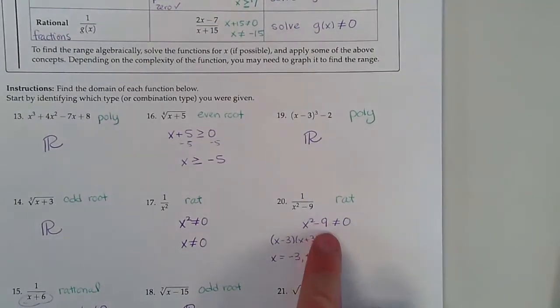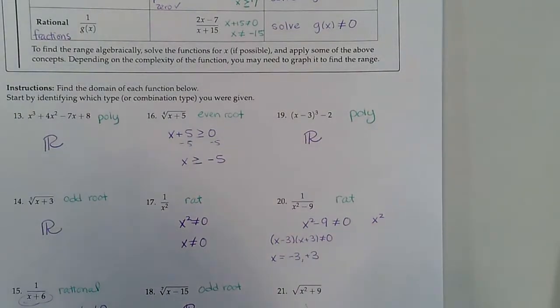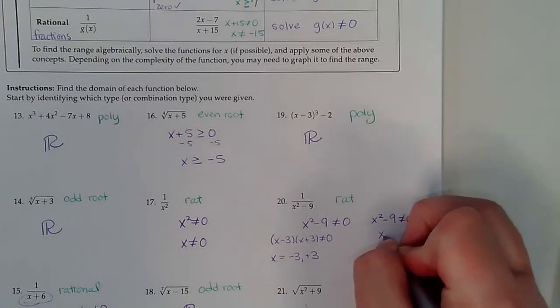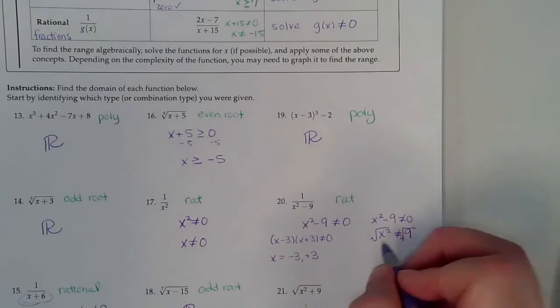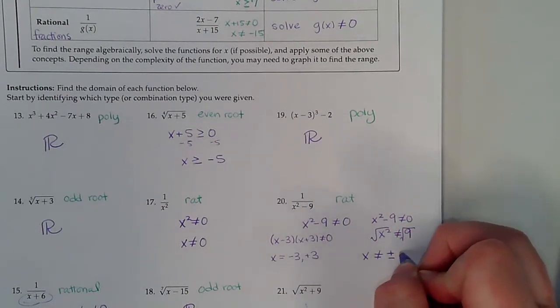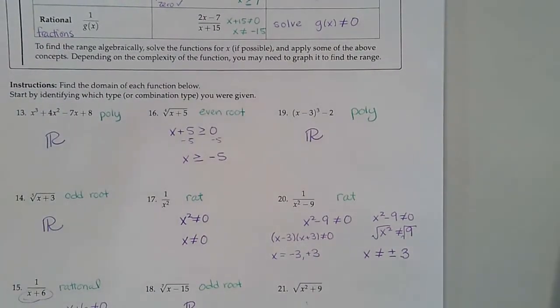If you solve this by moving the 9 to the other side, that works also. Just be really thoughtful about this. So I have x squared minus 9 cannot equal 0. So x squared cannot equal 9. If I take the square root of both sides, you want to make sure to remember that square root comes out with a plus or minus 3 there. So either way, I'll get to the same place.